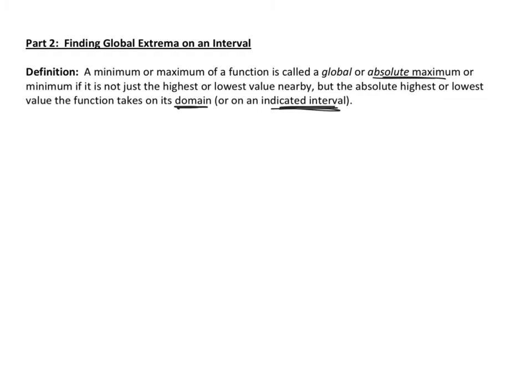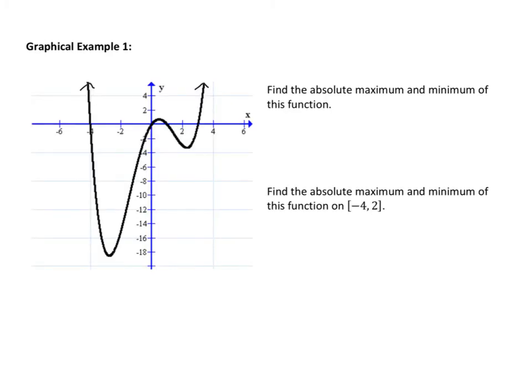I want to look at a couple of graphs of this just so we can sort of see what it looks like before we dig into how we find these things analytically. Okay, so in this first graphical example, I've given you a function here, I've given you a graph, and I'm now asking in this first question to find the absolute maximum and minimum of this function, right? Since I don't give any domain in this, we're asking about the absolute or the global maximum or minimum of the entire function on the entire domain, right?